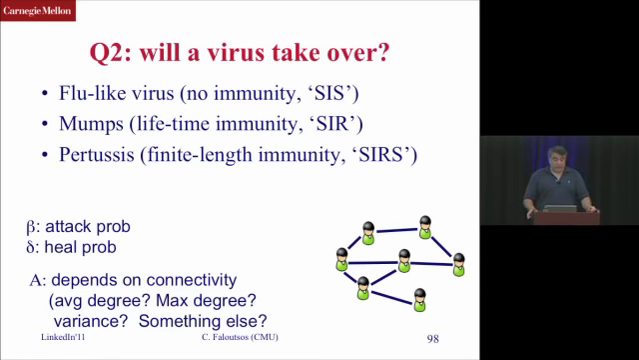So the question is, if we are given a network, what can we say about the epidemic threshold? Will a virus take over? If we know the beta and delta of the virus, will a virus take over or will it become extinct?